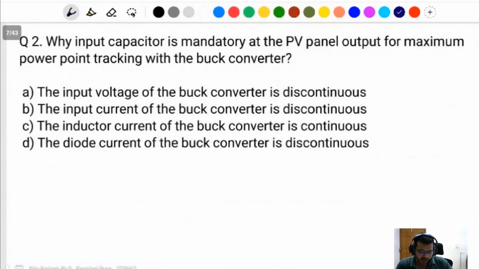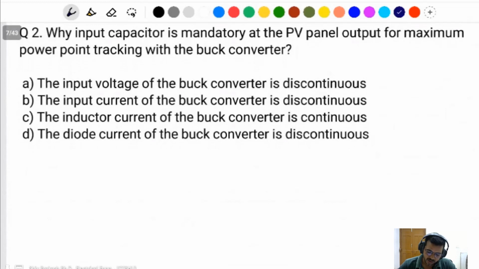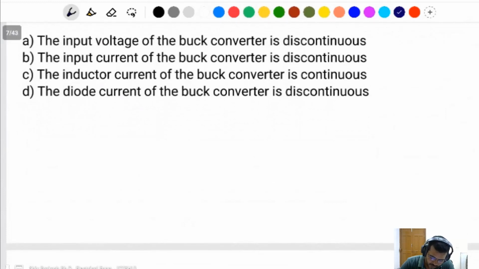Okay, next question. Why is an input capacitor mandatory at the PV panel output for maximum power point tracking with the buck converter? You know about the buck converter, on the input side a switch is connected. That's why the current will be discontinuous. When the switch is on, the current will flow in the input side, and when the switch is off, the current will not flow in the input side. That's why, to maintain continuous current of the PV panel and to protect it, you can connect a capacitor at the input side. This is the circuit diagram of the buck converter.